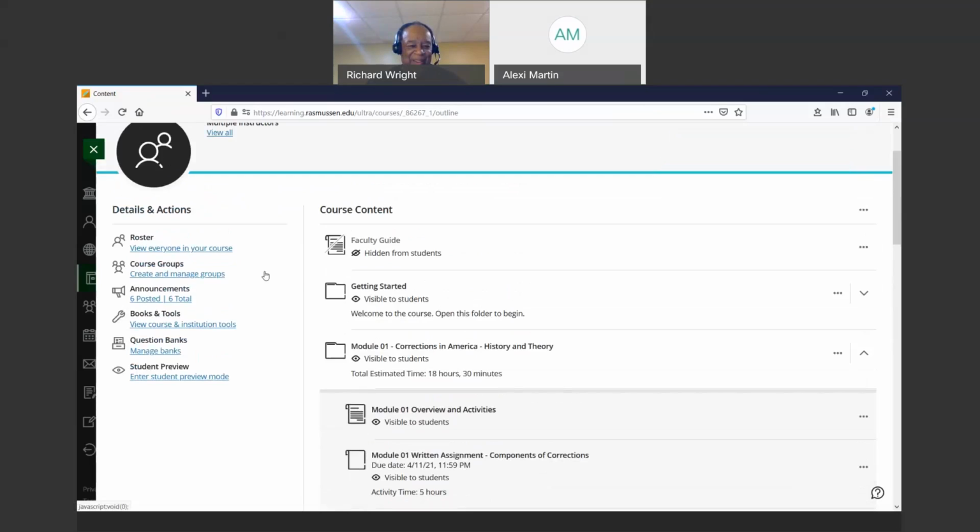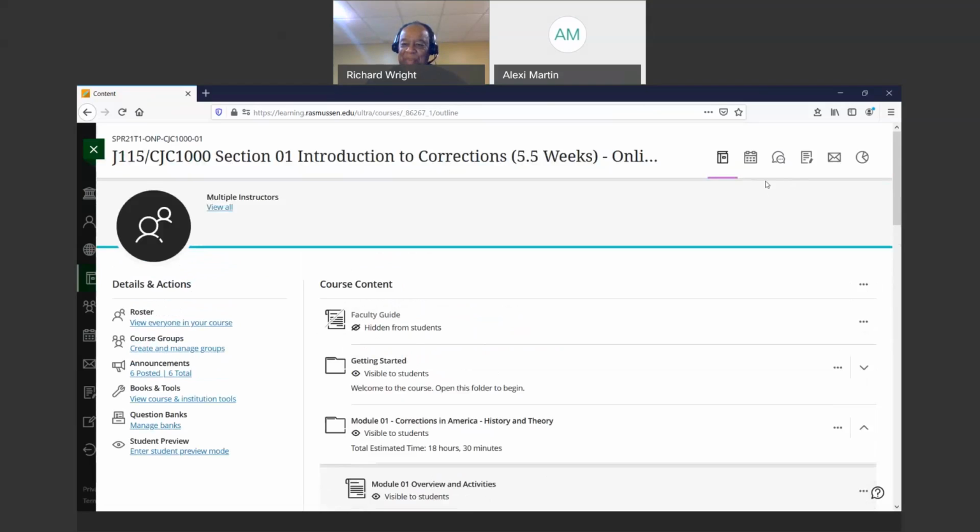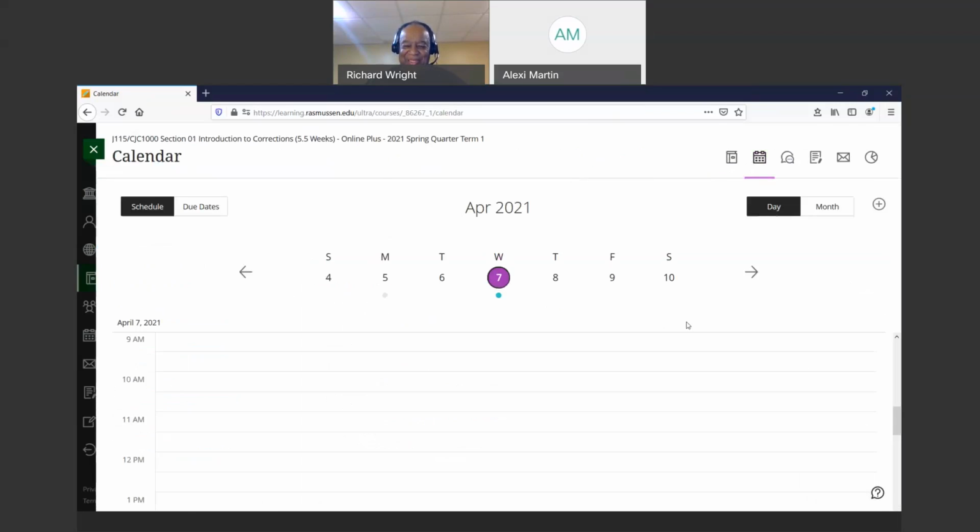All right, now here's what I want to go to next. I want to show you some things at the top here. The course content, that's where we are right here. You see it's called course content. This one here is the calendar. Very important, pay attention to the calendar. I like the month view. If you notice the little dot under there, it tells you that there are things that are due.